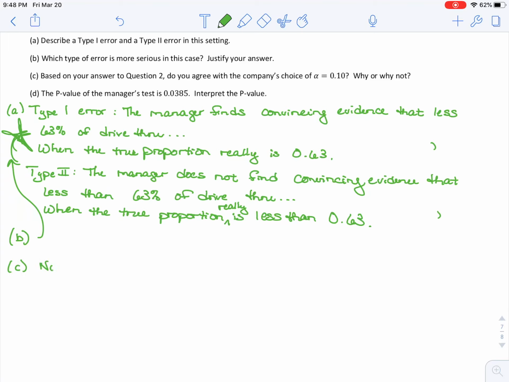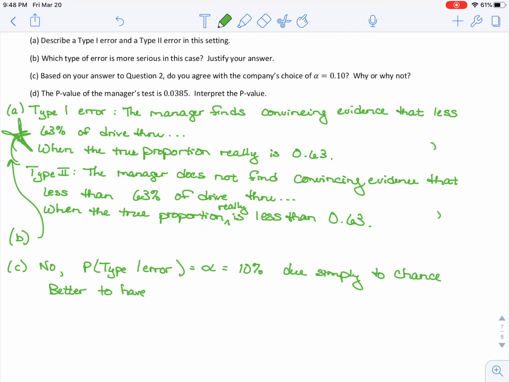So I'm just going to say no. The probability of a type 1 error always happens alpha % of the time. So in this case, 10% just by chance, which is not good if that's the worst case scenario. So it would be better to have a small significance level. There are trade-offs, remember. But if that's really the thing you'd like to avoid, have a small alpha value.